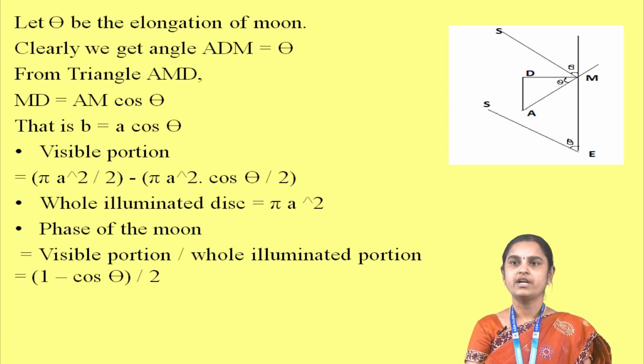Let theta be the elongation of moon. Clearly angle ADM equals theta. From triangle AMD, MD equals AM cos theta, that is B equals A cos theta. Now the visible portion is pi A squared by 2 minus pi A squared cos theta by 2, and the whole illuminated disk equals pi A squared. Phase of the moon equals visible portion divided by whole illuminated portion. So we get 1 minus cos theta divided by 2.